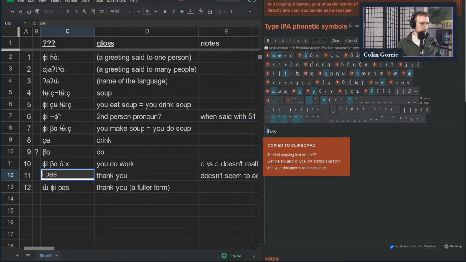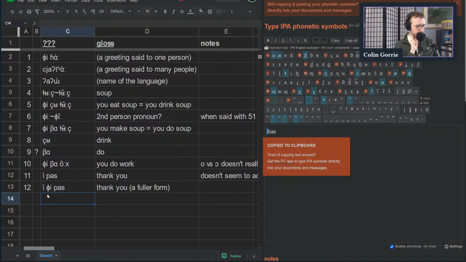A high front vowel. Ifibas. No, Ifibas. Listen to me again. I will say, thank you, and I make soup.